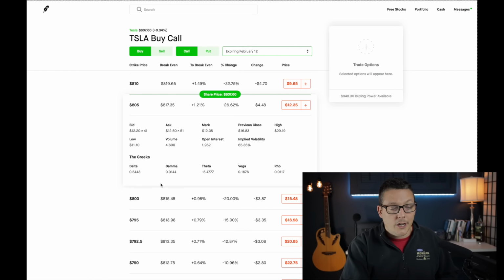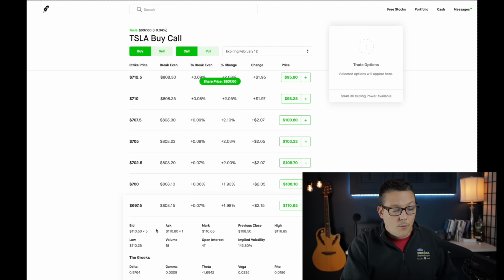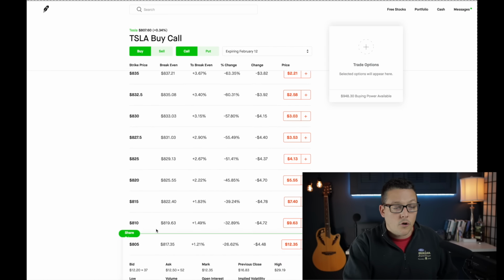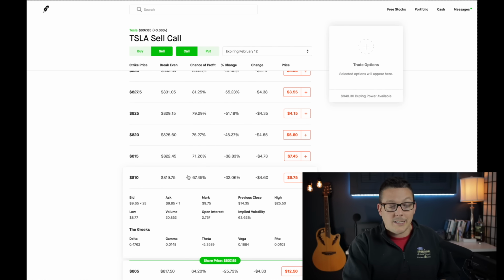So let's see how delta changes as I go farther into the money. If I get down here, we see that we have a delta of 0.97. So the further in the money you go, these are things that you're going to look at. If I want to sell a covered call, say I own some shares, I'm going to sell a call. I'm right at the money. I see once again, 50-50 chance, even when you're selling the call.